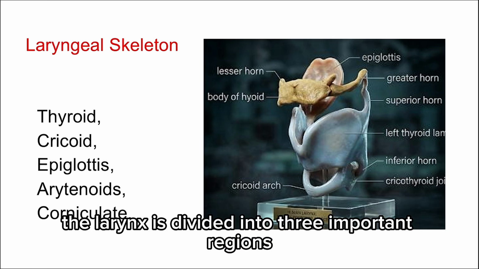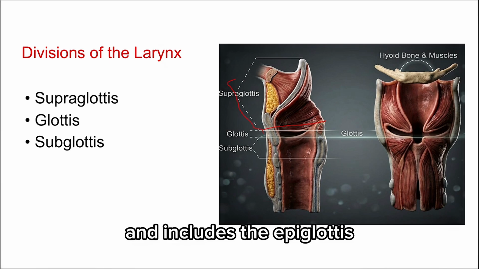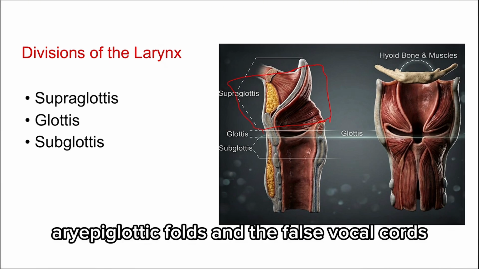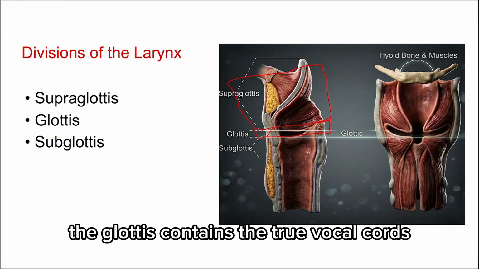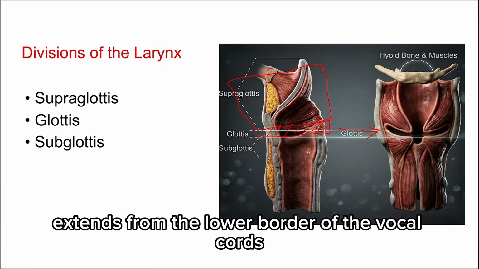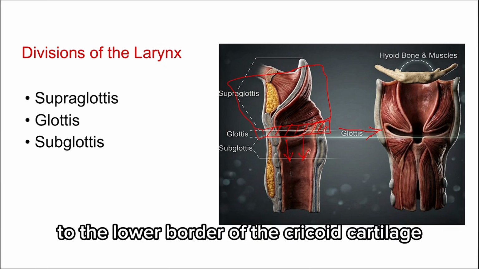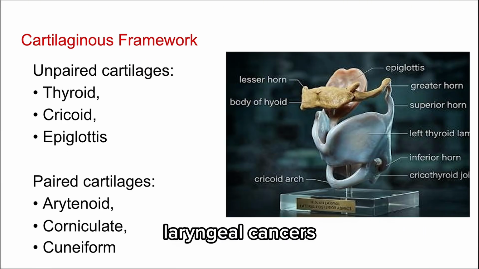Surgically, the larynx is divided into three important regions. The supraglottis lies above the vocal cords and includes the epiglottis, aryepiglottic folds, and the false vocal cords. The glottis contains the true vocal cords and the rima glottidis. The subglottis extends from the lower border of the vocal cords to the lower border of the cricoid cartilage. This division is very important in the staging of laryngeal cancers.